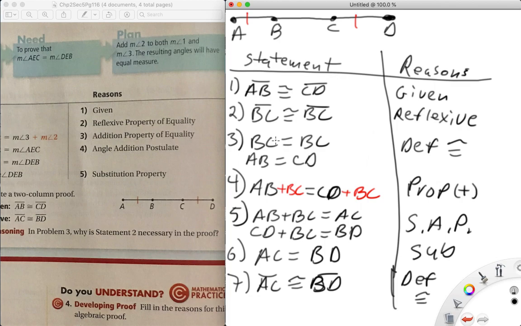I can substitute AC for AB plus BC. I can substitute BD for CD plus BC, and I can say that AC is equal to BD because of the substitution property of equality. And then lastly, if something is equal, then they're congruent. Therefore, I can say that AC is congruent to BD. Definition of congruency.